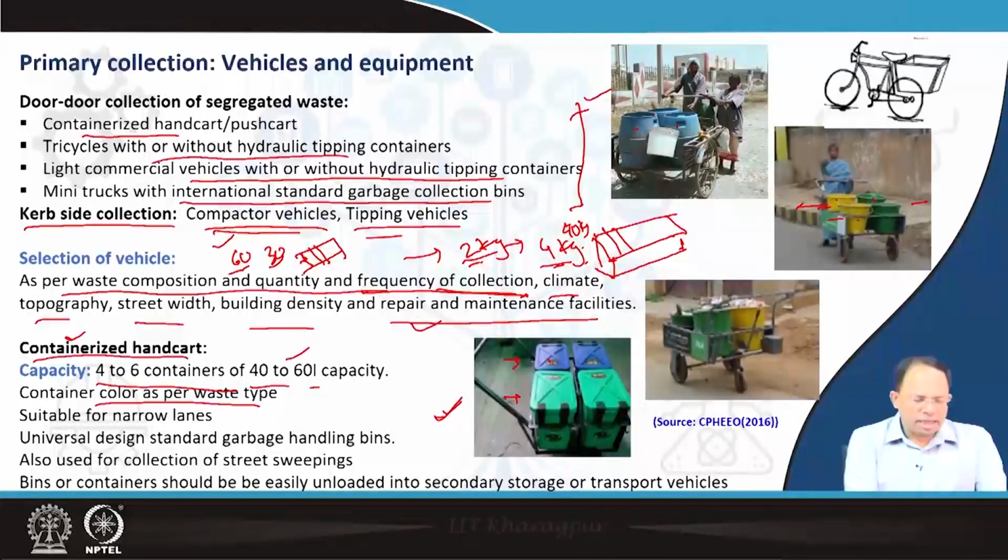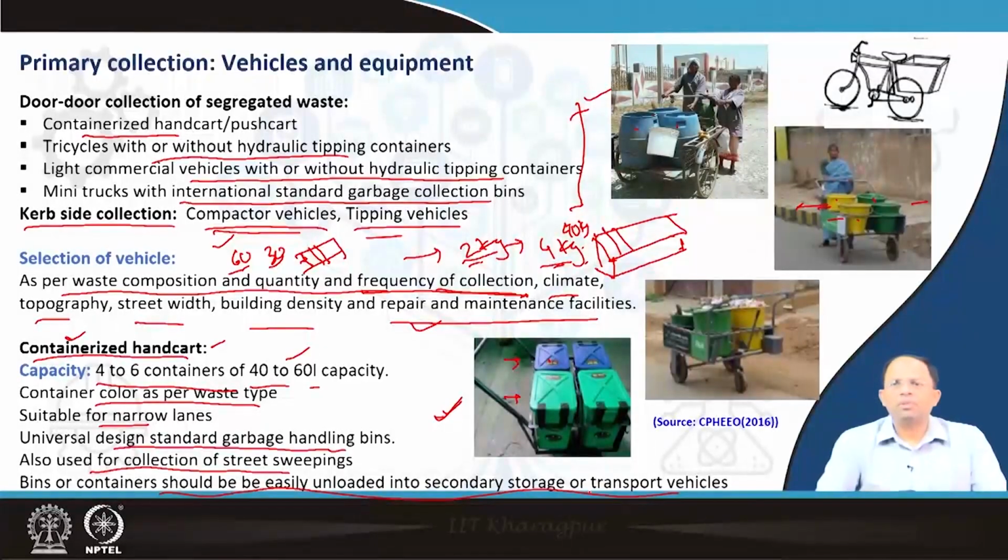So the containerized hand carts are suitable for narrow lanes. The design of standard garbage bins should be in standard sizes so that they can be handled by mechanical systems. This can also be used for collecting street sweeping waste. Bins or containers should be easily unloaded into secondary storage or transport vehicles. So these are some of the criteria for determining what the design of a containerized hand cart should be.